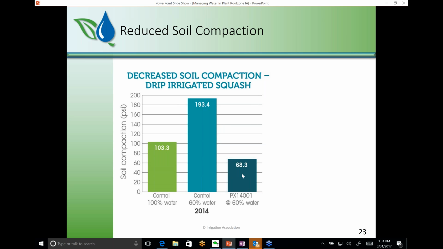When we shared some of this data with some growers on the West Coast where they do multiple crops over the course of a year, one of the growers said to us, well, this is great because if I can better work my fields before I put in the second crop, that saves me time and money.